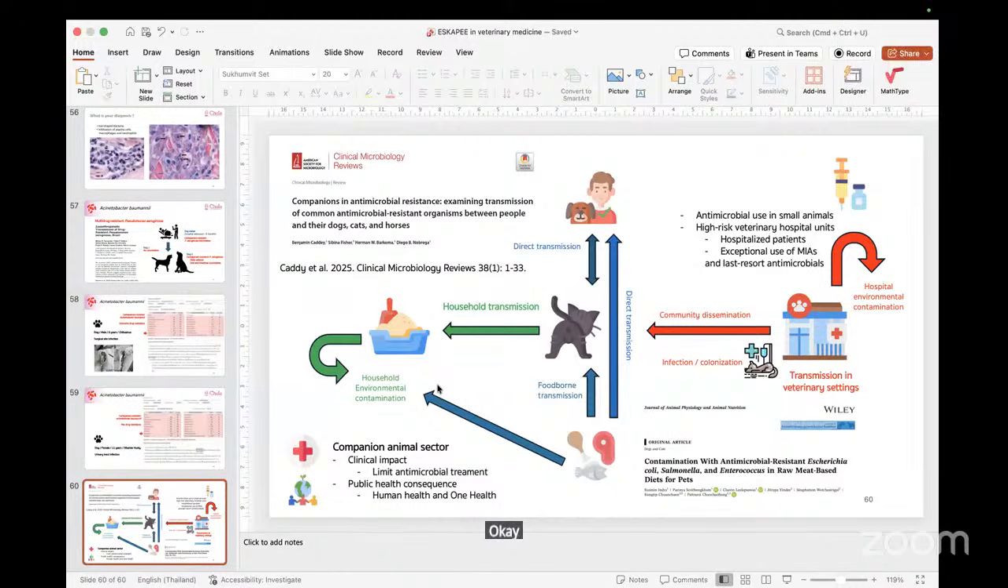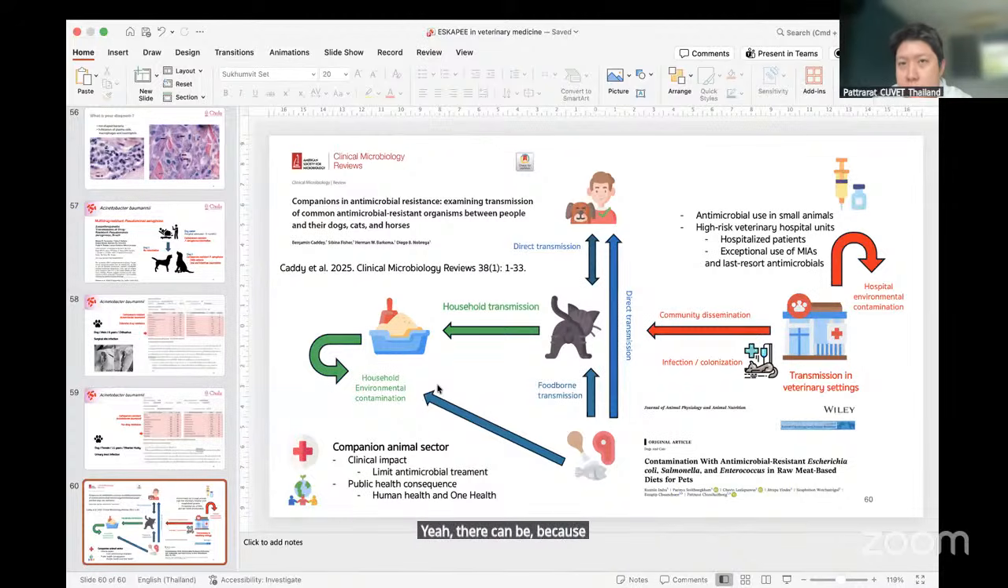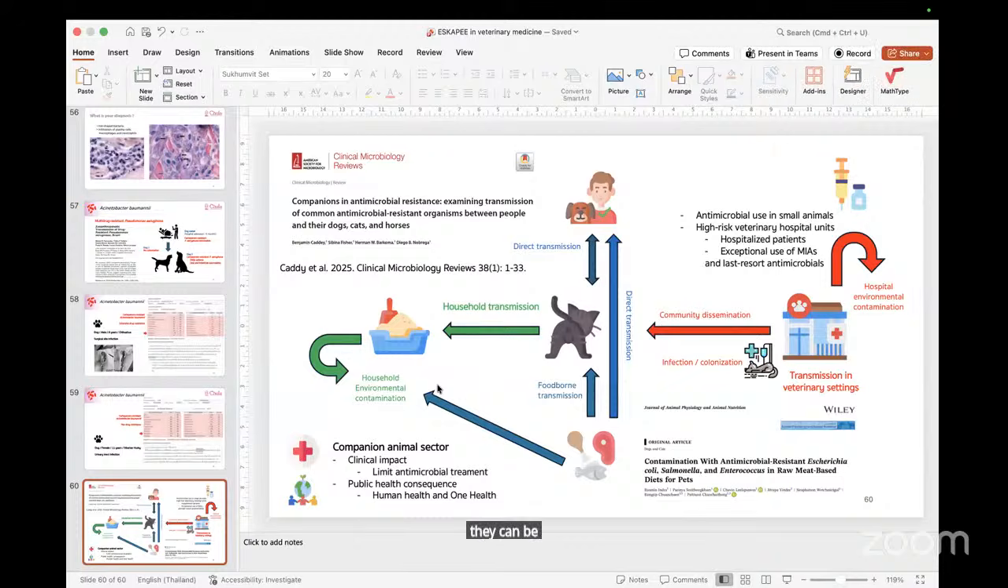Okay, so the wildlife can become the important reservoir, right, to humans. Yes, they can be because many reports also found resistant bacteria. If we remember the colistin resistance in Australia, they had not found the colistin resistance from domestic animals, but they found it from migratory birds. Okay, very clear.